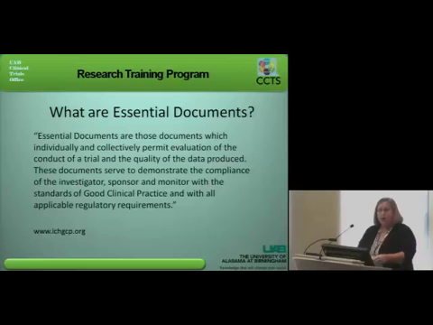So, what are essential documents? Essential documents are those documents which individually and collectively permit evaluation of the conduct of a trial and the quality of the data produced. These documents serve to demonstrate the compliance of the investigators, sponsor, and monitor with the standards of good clinical practice and with all applicable regulatory requirements.